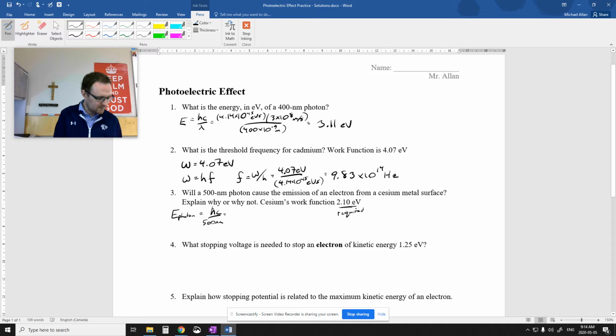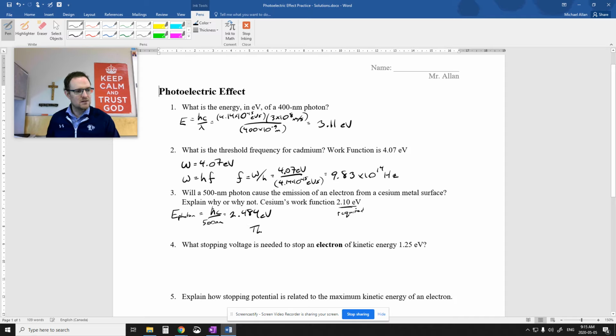So 4.14 times 10 to the negative 15 times the speed of light divided by 500 nanometers in meters. I'm going to change it to meters. So I get 2.484 electron volts. Okay. So that's the energy within the photon. You notice that the work function over here, 2.1, is less than that. So that means there is going to be enough energy for this to work, and some of that energy is going to be left over as kinetic energy for the electron that's emitted.